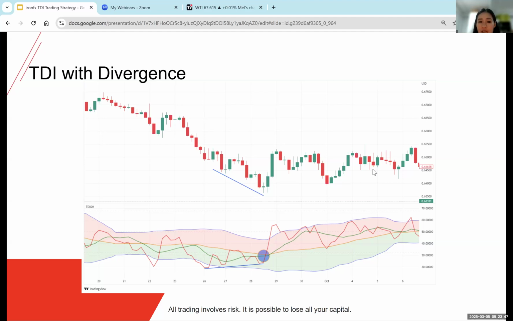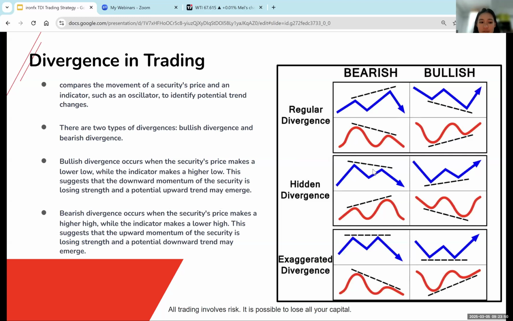If you guys missed our divergence webinar, I'll just briefly cover a couple of points here. Divergence in trading basically compares the movement of a security's price and an indicator. In this case, we're looking at price and also our TDI. But this works for RSI and stochastic oscillator as well to identify potential trend changes. There are two types of divergences, bullish divergence and bearish divergence.